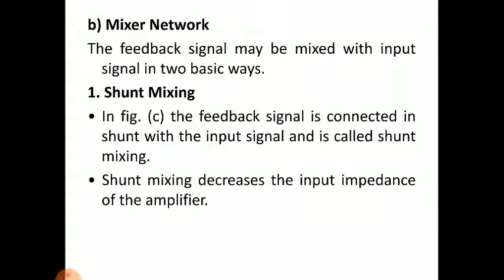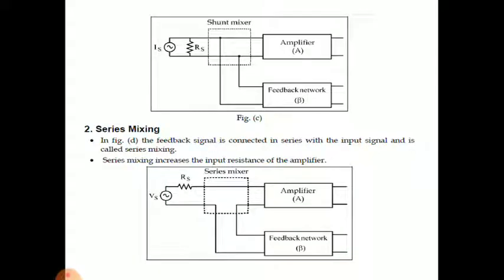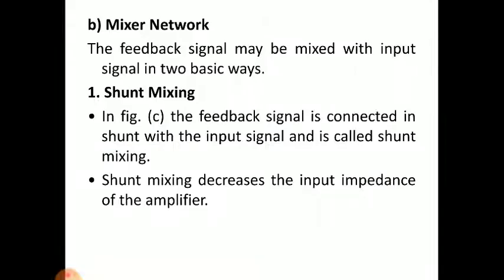Now the mixer network. The feedback signal may be mixed with the input signal in two basic ways, that is shunt mixing, figure C. In the figure C, we can connect the feedback network's output either in shunt or in series. First see the shunt mixing.